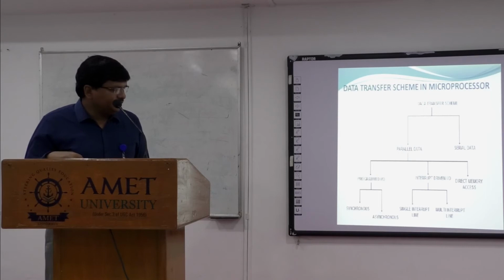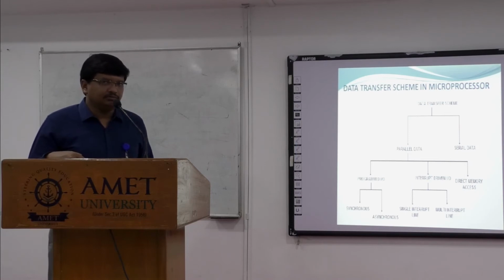Interrupt-driven input-output can be classified into two types: single interrupt line and multiple interrupt lines. A single interrupt line means that at a given instant of time there is a single line available, where a single interrupt will occur during any period of time, so only one event will take place. Multiple interrupt lines means there is more than one interrupt line, so simultaneous interrupts can take place, that means simultaneous events can occur.